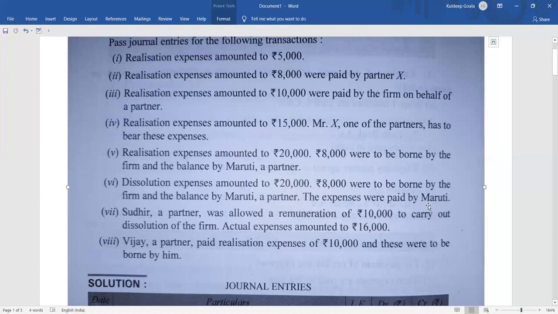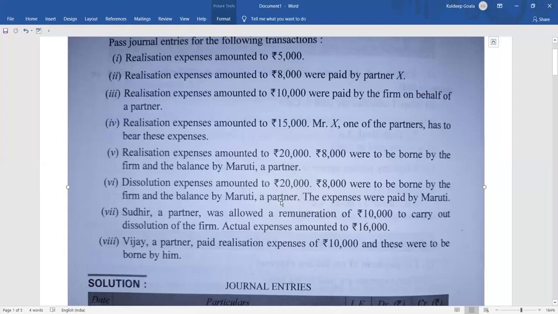Clear? So if Maruti has paid the total amount, what will happen? As I have already told you earlier, if the firm was supposed to bear it and the partner is paying it, then that amount of money the firm will have to pay to the partner. Suppose 8,000 rupees was to be borne by the firm here, right? Now what has happened? Maruti has paid it, so this 8,000 the firm will pay to whom? Maruti.